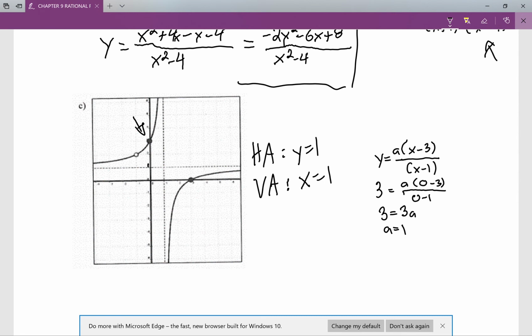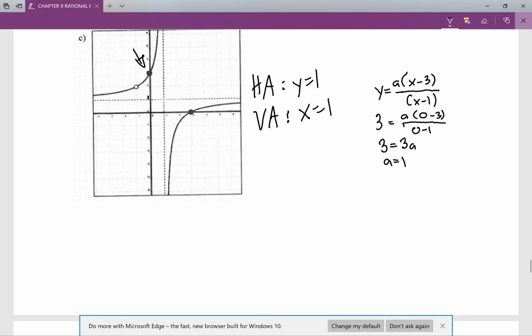1. Now, subsequently, we could have analyzed this and looked at the horizontal asymptote as well, but we were very clearly given that point, so I felt it necessary to bring that up. So currently, my equation sits at y equals x minus 3 over x minus 1. Well, I've taken into account the horizontal asymptote, I've taken into account the vertical asymptote, and I've checked to make sure that the point works.